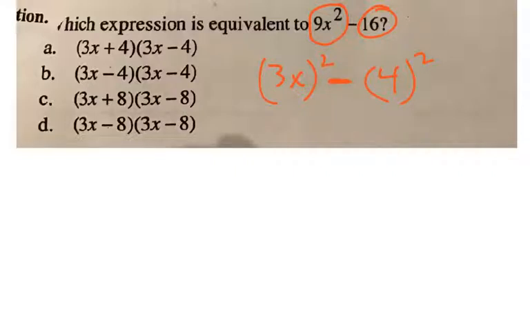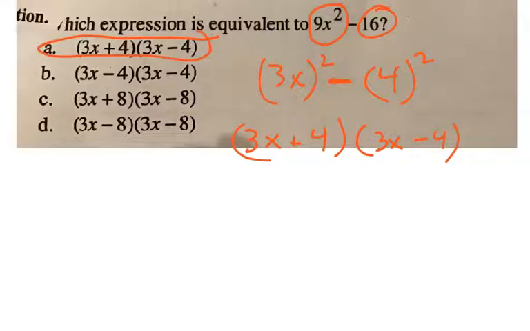And the way we factor is real simple. If I take 3x with a 4 and I do a plus, times that with 3x and a minus 4, I have it factored. So as you can see, the answer, believe it or not, is A again. And that's how you do a difference of squares. It has to have a plus, it has to have a minus. Pause the video if you need to.